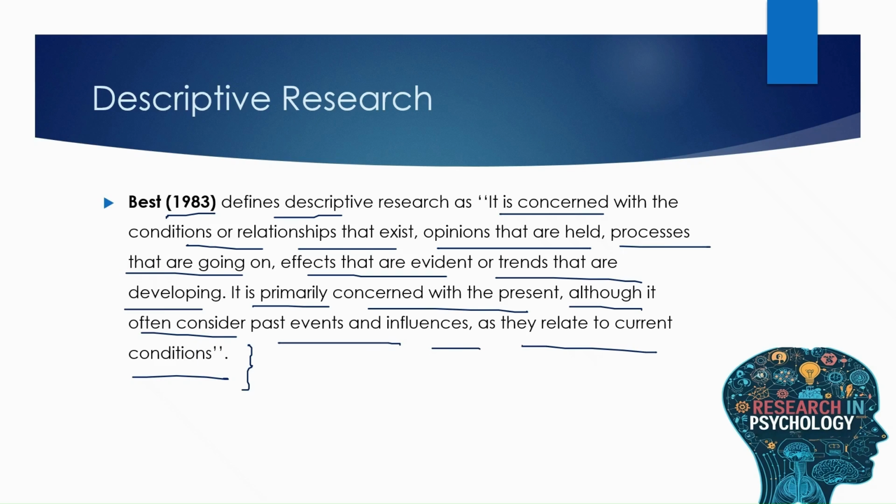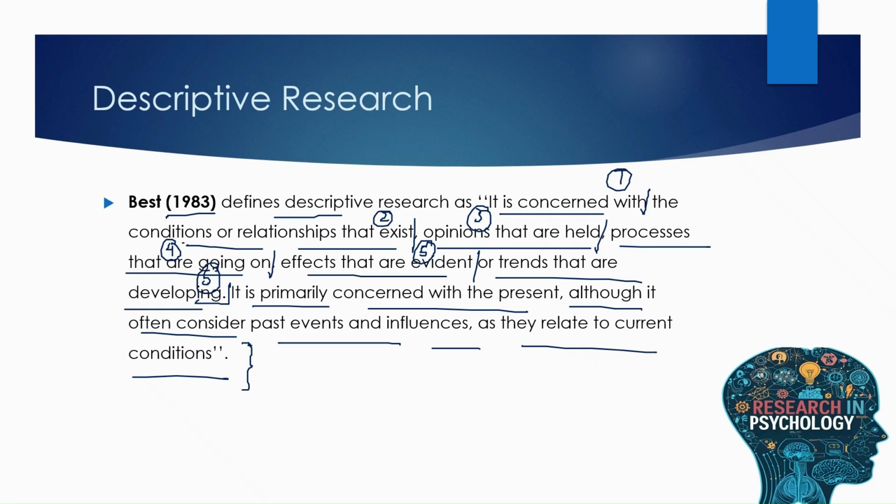Might be a bit difficult. You will have to mug it up. Okay, so what is Best saying? It is concerned with what? The conditions or relationships that exist. Okay, opinions that are held, or what a person thinks about something, right? Opinions that are held, processes that are going on, effects that are evident, or trends that are developing. It would be easy for you if you study it in parts.